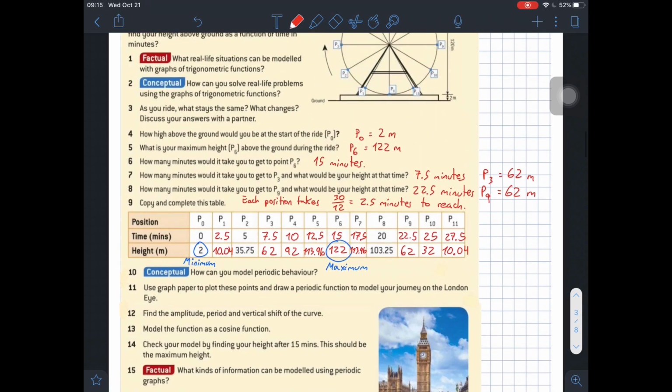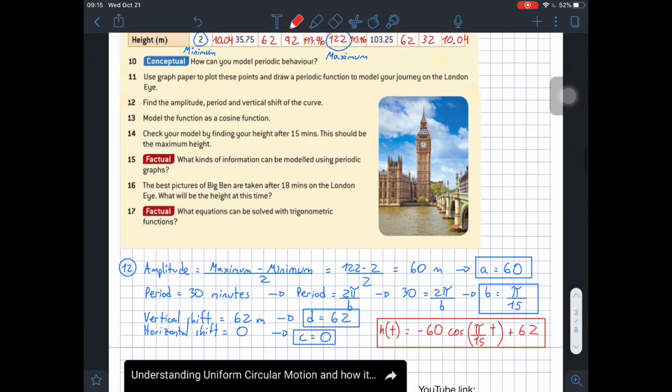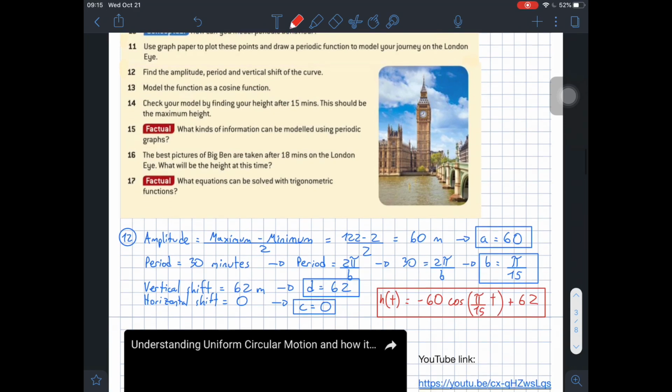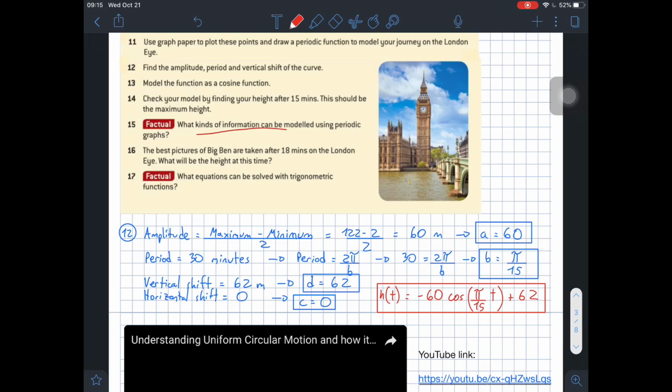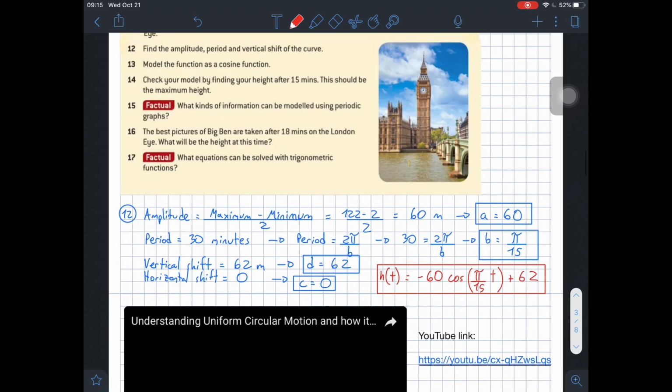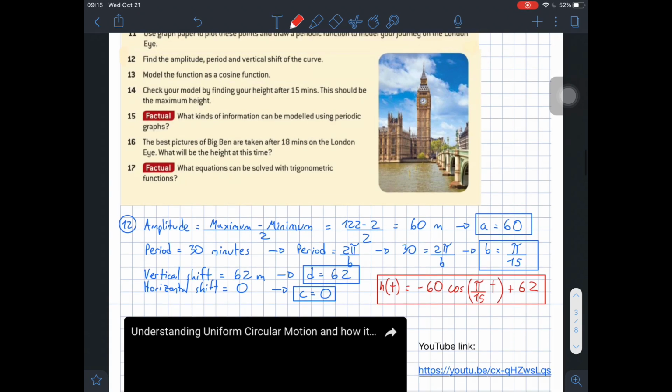Okay? So I think that's it. Now, we have the model function, then it says check your model by finding your height after 15 minutes. We already did that and we got the maximum height. Then, what kinds of information can be modeled using periodic graphs? We already discussed that. The best picture of Big Ben taken after 18 minutes on the London Eye. Okay, this is just to discuss. What equation can be solved using trigonometric functions? We already discussed all of this.